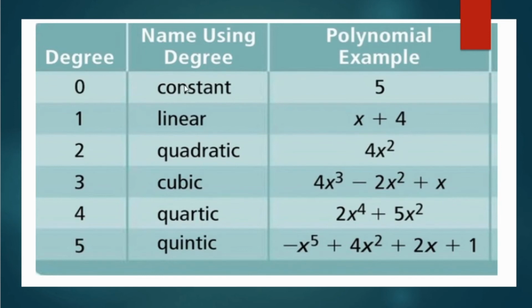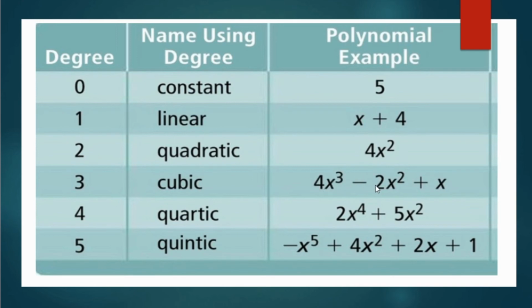So we have in here the names using degree for the polynomial. If we have 5, this is your constant, so we don't have any variable. If we have x plus 1, the highest exponent is 1. Therefore, the degree is 1, and this is linear. This one is 4x squared, so the highest exponent is 2. Therefore, the degree is 2, and this is said to be your quadratic.